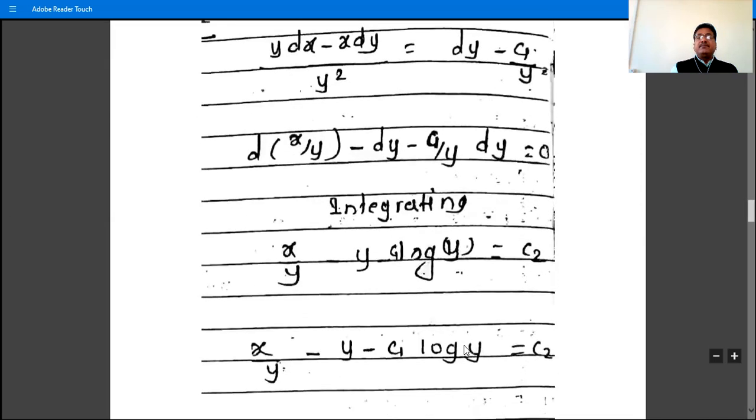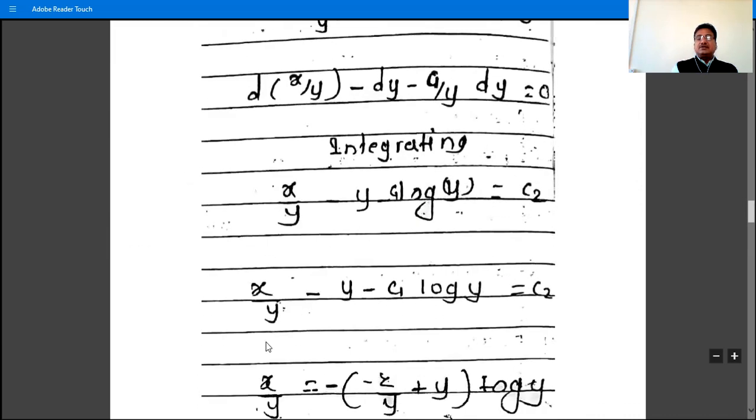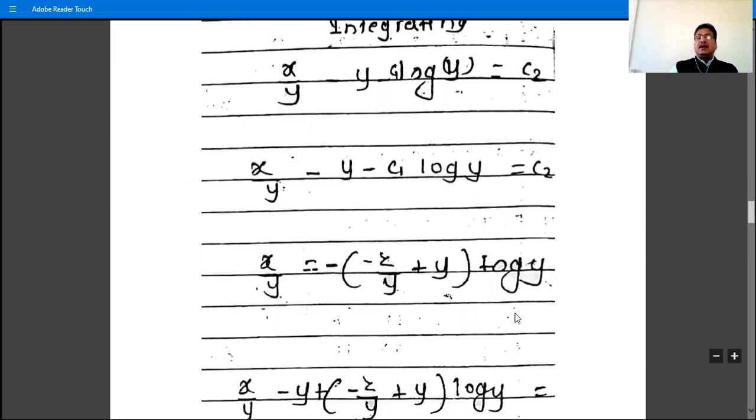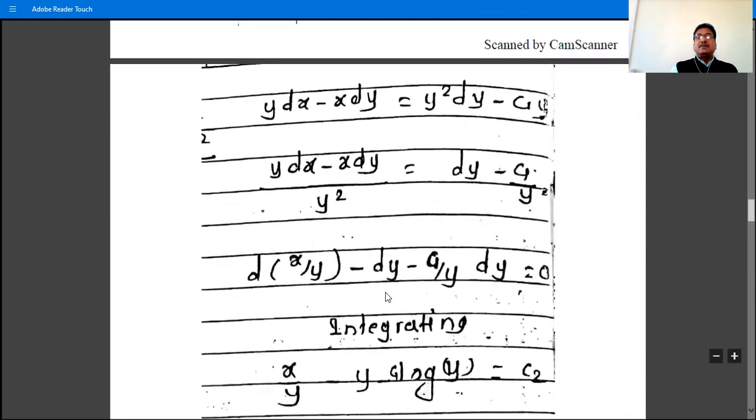Integrating, what we have? The integration of dx by y is x by y, minus the integration of dy is y, minus c1, and the integration of 1 by y is log y, is equal to c2, the constant of integration. Therefore x by y minus y minus c1 log y is equal to c2. And then substitute c1. What is c1? c1 is minus z by y plus y.